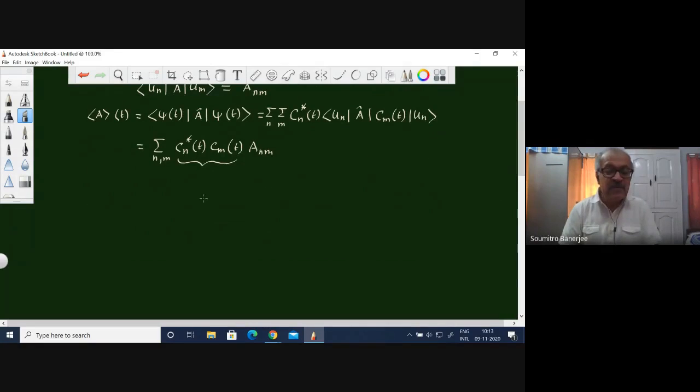How? So, we were talking about this psi T, psi T. And then we can, if you want, this is the matrix, and if I want to obtain the nm element of the matrix, it will be U_m psi T, psi T U_n.